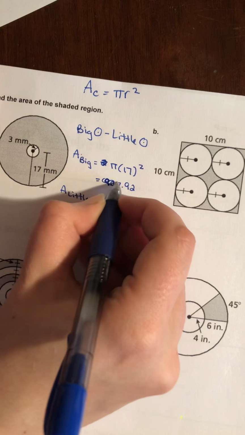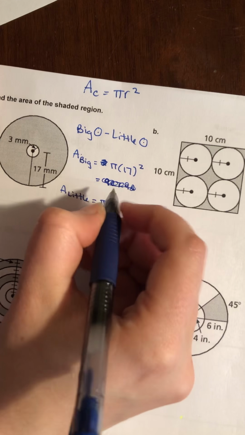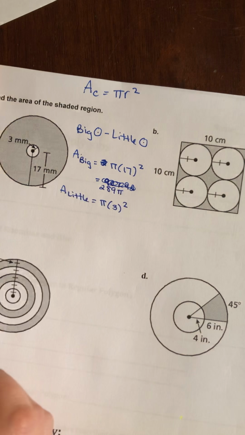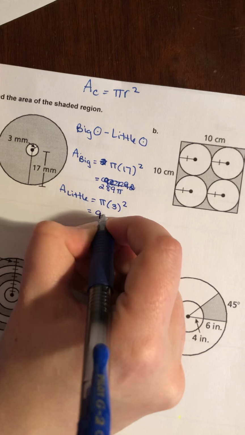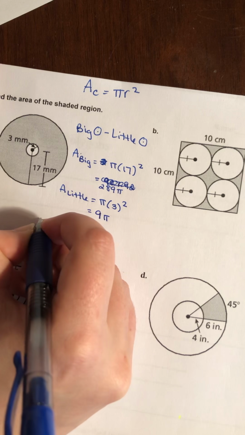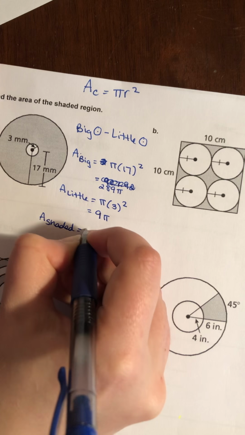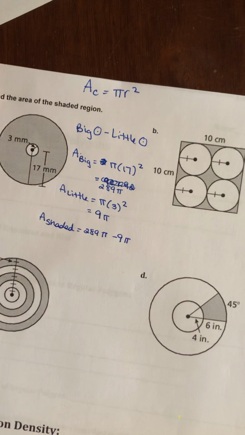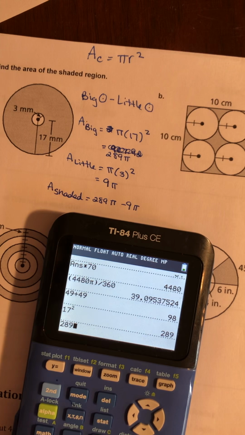But rather than actually using these decimals, I'm going to put it in my calculator all at once at the end. So 17 squared is 289. So 289 pi, and the little circle is going to be 9 pi. So the area of the shaded region here is going to be 289 pi minus 9 pi, and you can put that right into your calculator just like that.